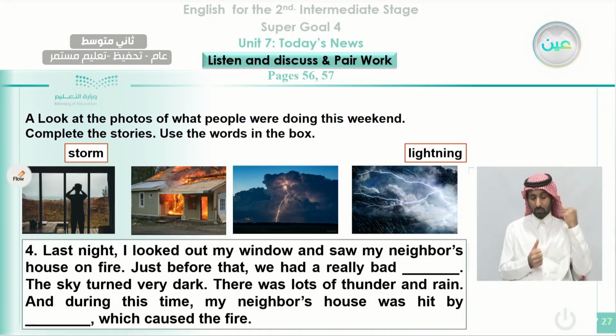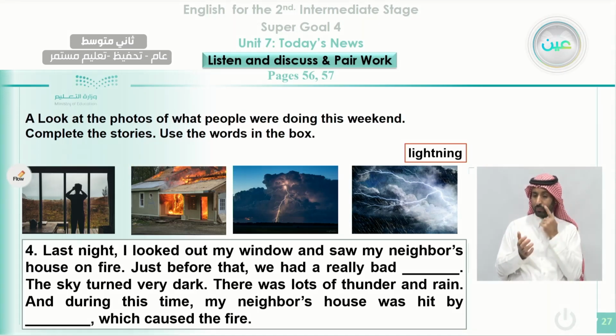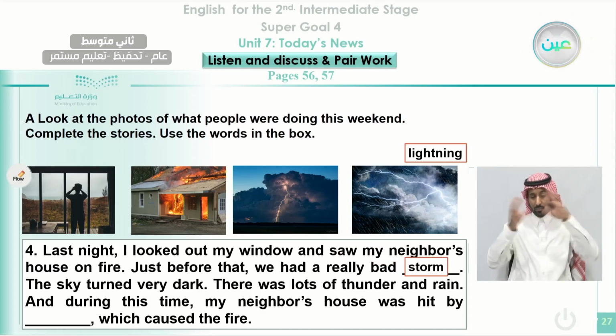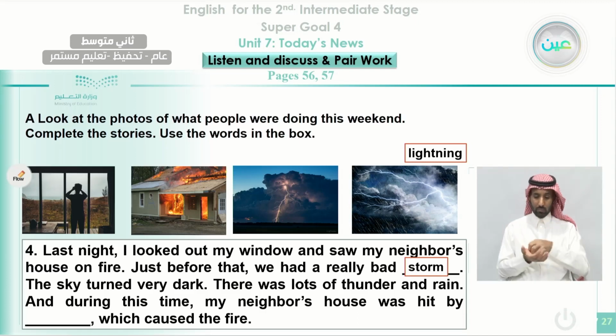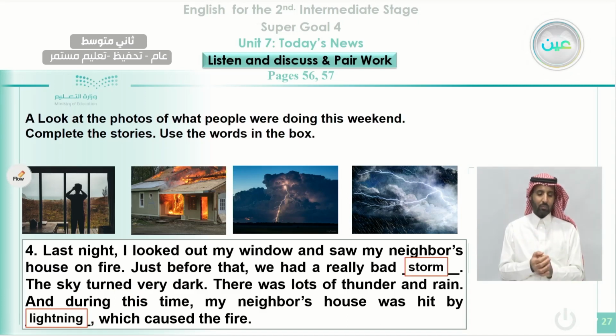Last night, I looked out my window and I saw my neighbor's house on fire. Just before that, we had a really bad storm. You can see from the picture here that a storm hit that area. The sky turned very dark. There was lots of thunder and rain, and during this time my neighbor's house was hit by, as you can see here, lightning, which caused the fire. Sometimes lightning causes a fire when it hits a building or a tree.